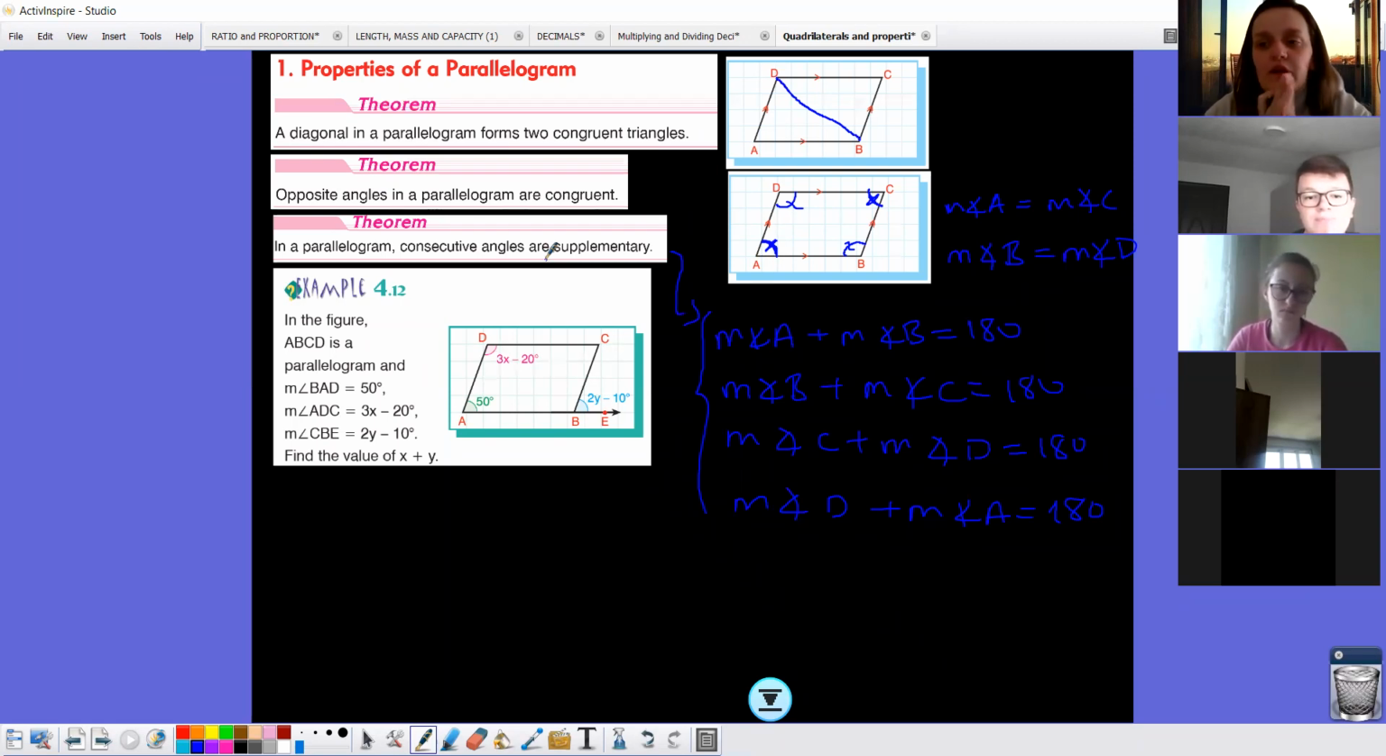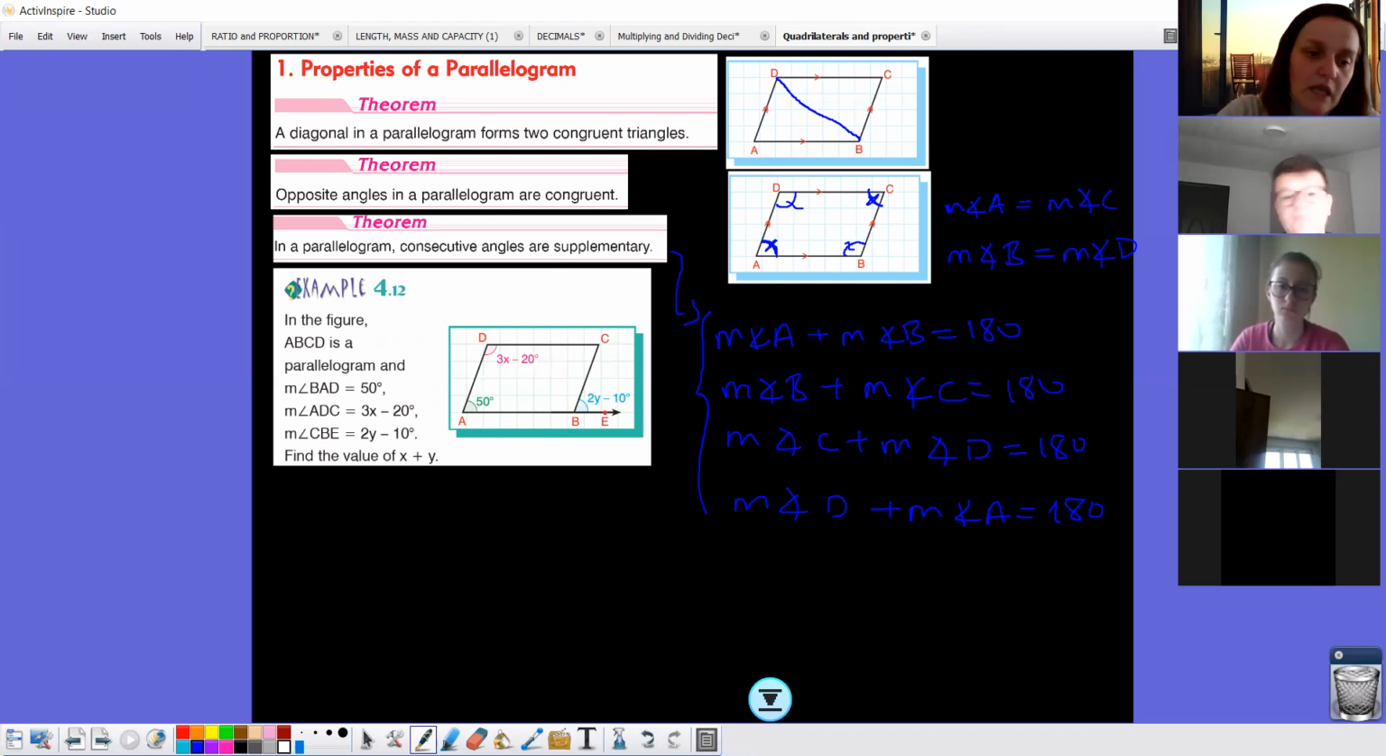One more time, I'm repeating: opposite angles are congruent to each other. Also, opposite sides are congruent to each other in the parallelogram. And the consecutive angles are supplementary. Their sum is 180 degrees.